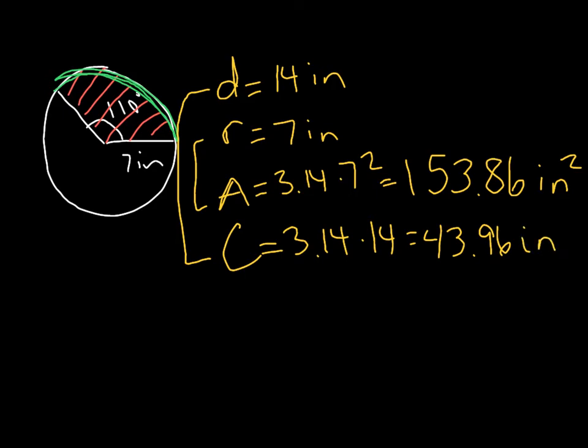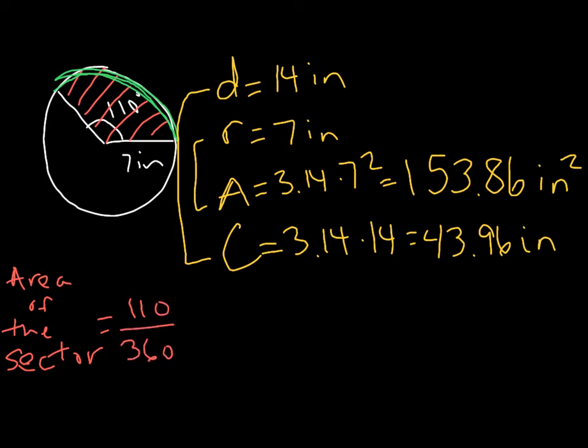Now that's awesome, and if I was just finding the area and circumference, I'd be done, but I just want the area of the sector and then the arc length. So for the area of the sector, I am going to use the area of the circle, but I only want a portion of the circle. In fact, I want 110 out of the 360 degree circle. That's the fraction of the circle that I'm going to use. I'm going to take that and multiply it by the area of the whole thing.